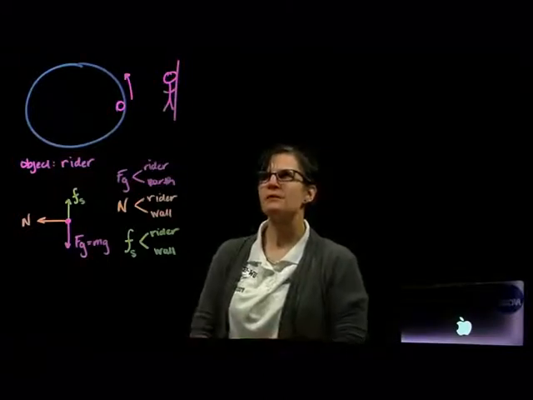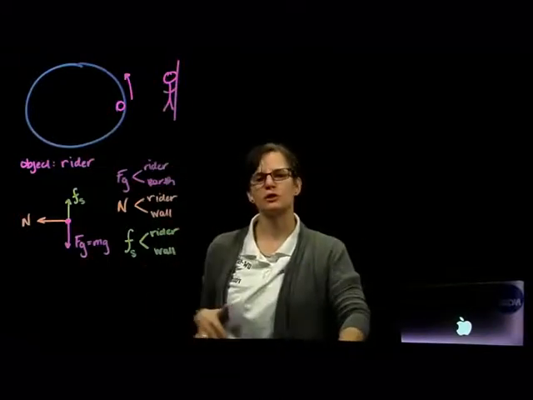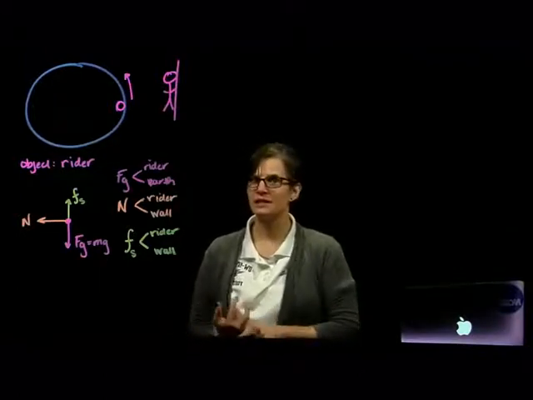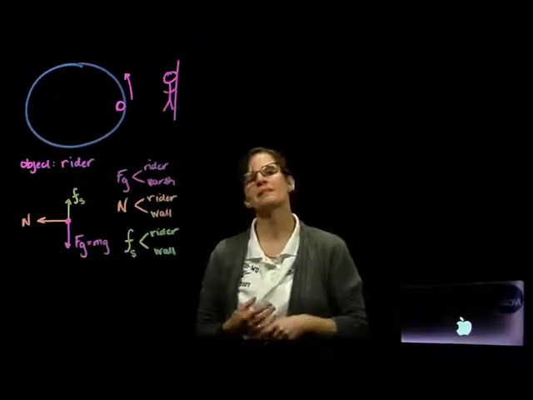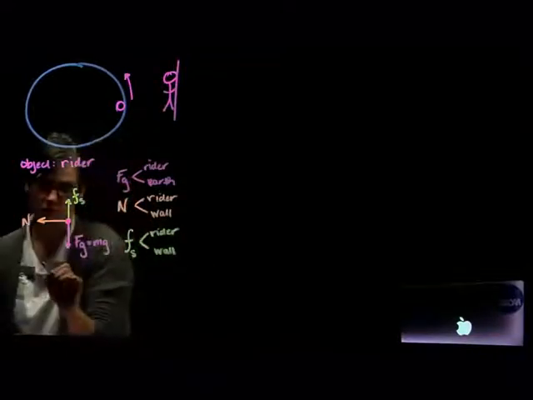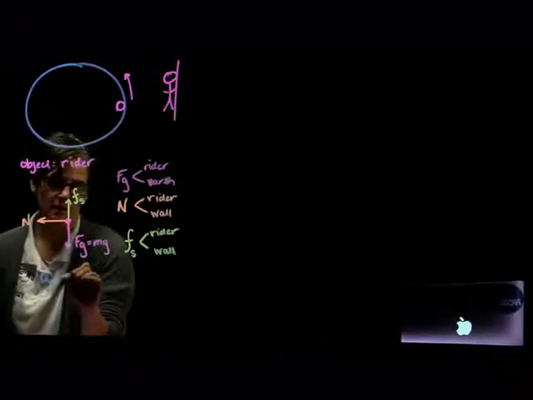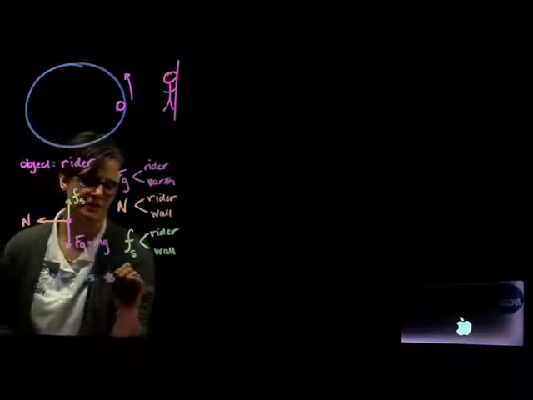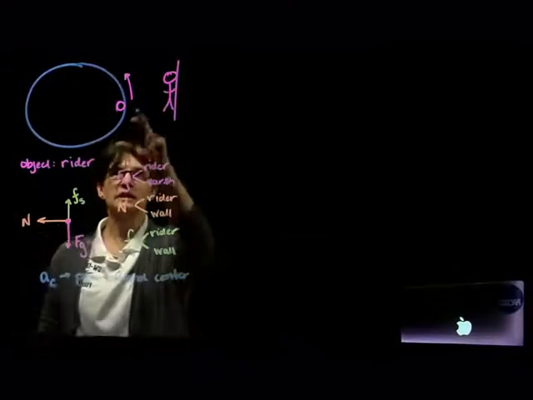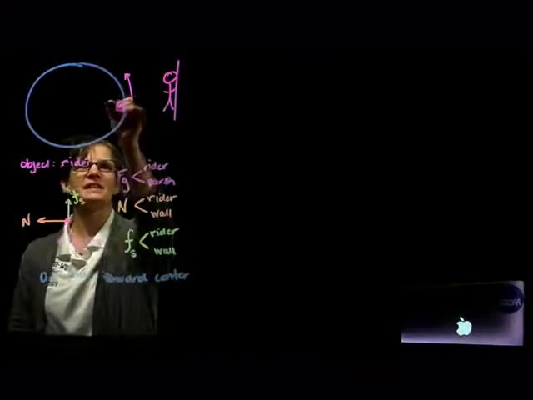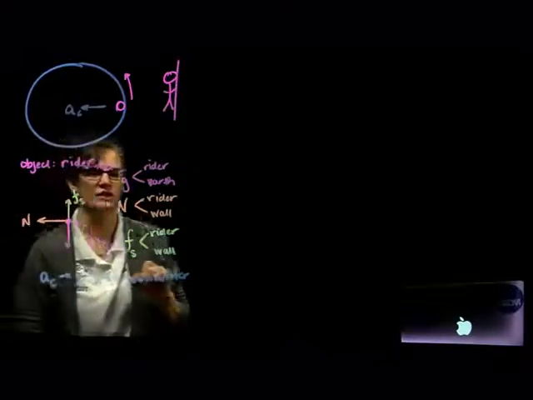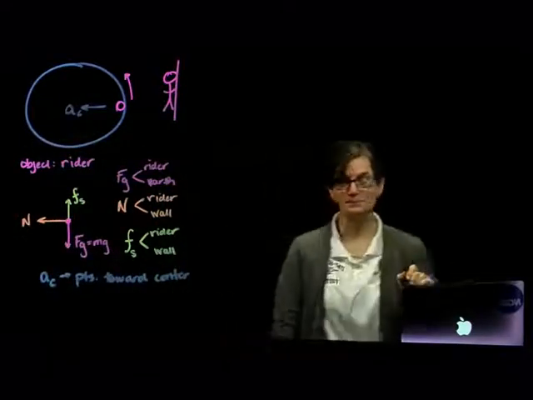Now, if we know this object's moving in circular motion, it has a centripetal acceleration. We know that the centripetal acceleration always points towards the center. So the centripetal acceleration, a sub c, points towards the center. If we look at the object at this location, that's in this direction. So that is the direction of the centripetal acceleration.